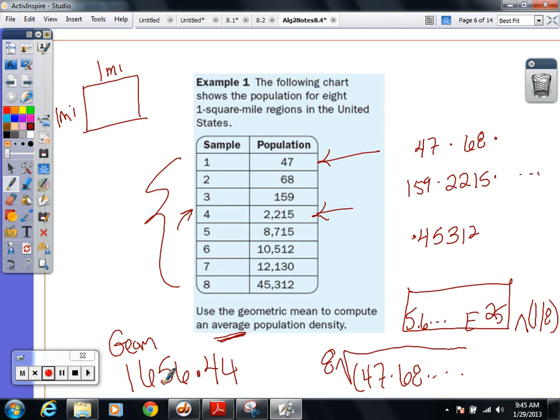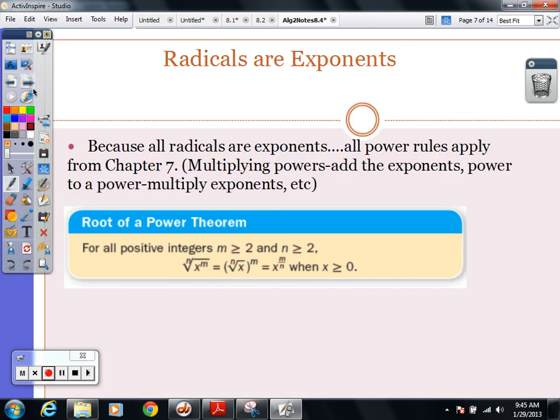I know you could all take an arithmetic mean of that if you wanted to. Just add them up, divide by 8. Very similar. Most kids don't have a hard time with it. Once you talk about sequences, the difference in arithmetic and geometric sequence, this makes perfect sense to you.